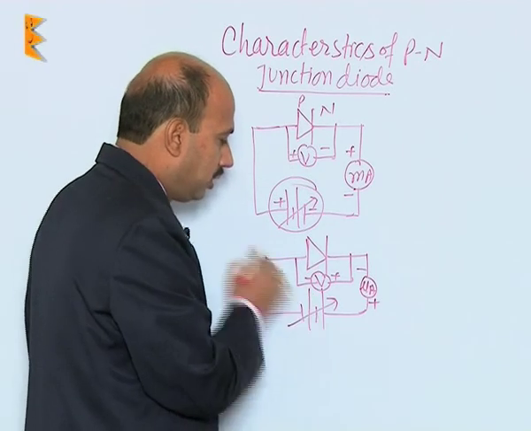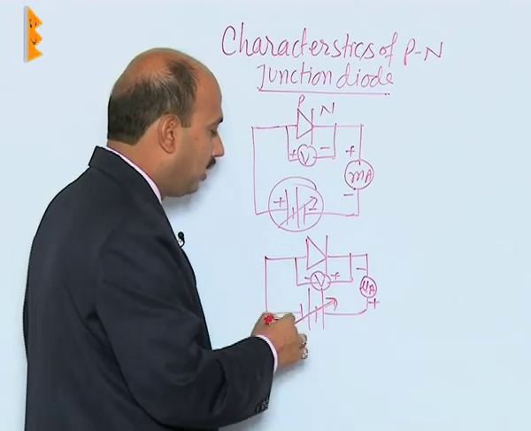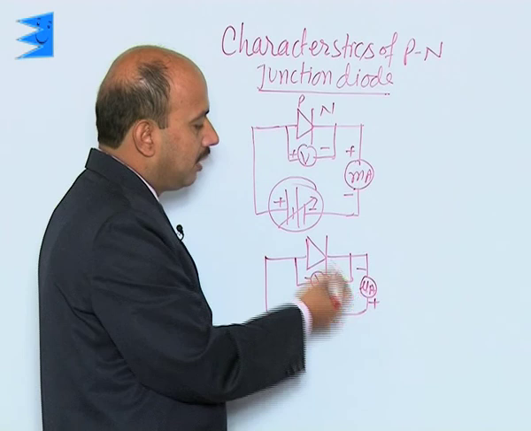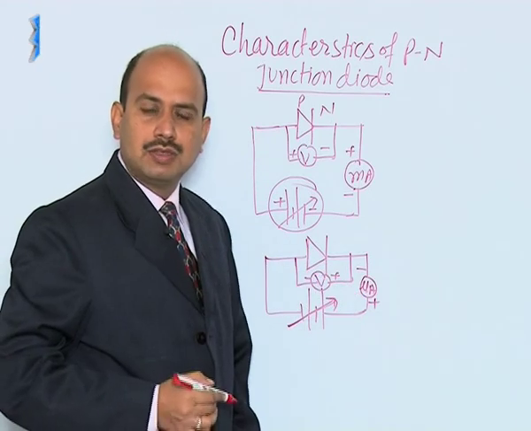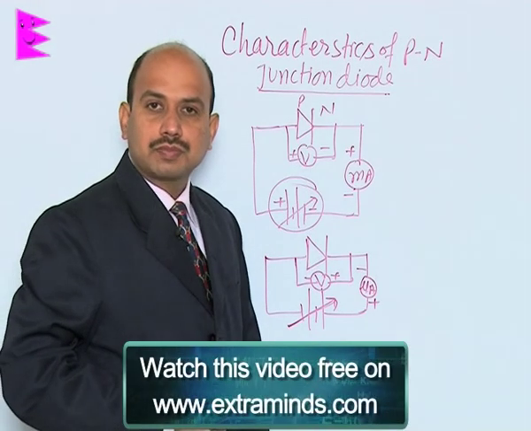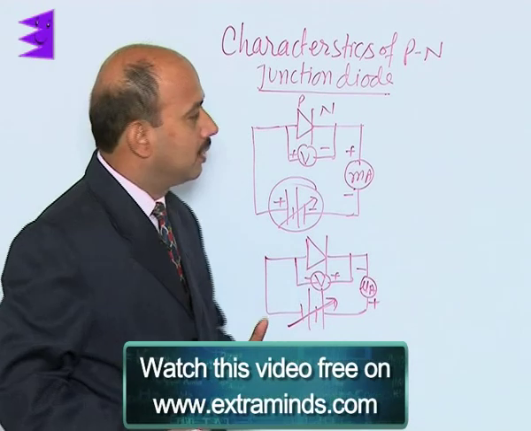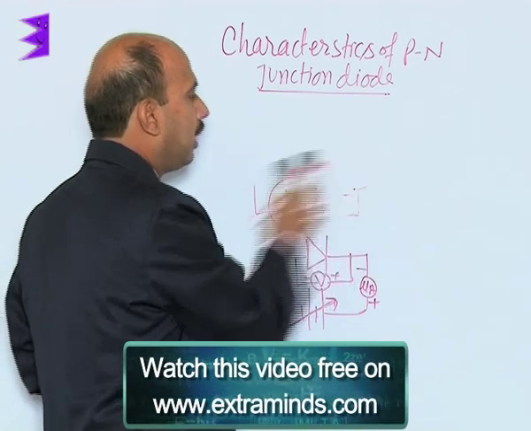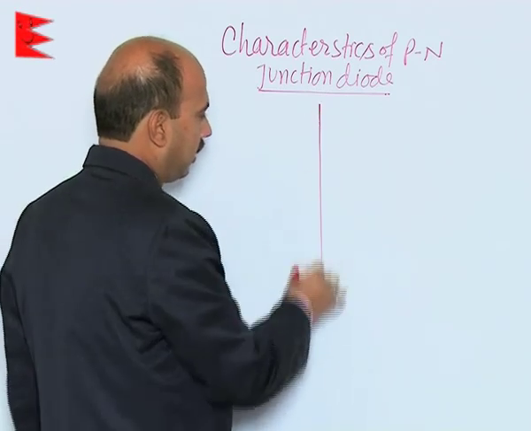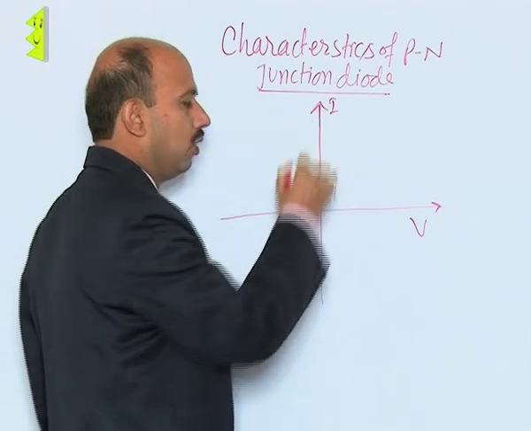Similarly, in this one, keep on varying the voltage and draw the graph between V and I. In this case the reverse current is measured in microampere, and it is very small in magnitude. In the forward case, the current is in milliampere. So now let us see what the nature of the graph is in this case. It is like this: V is on this side, I is over here.